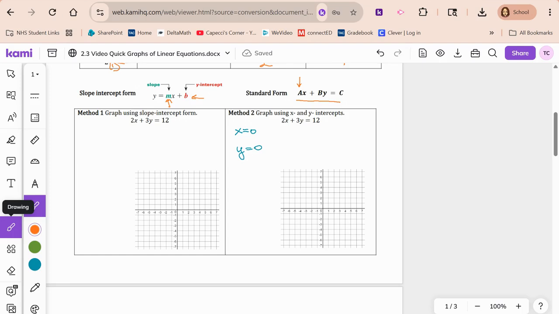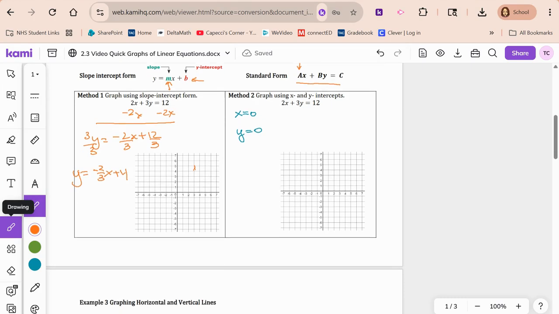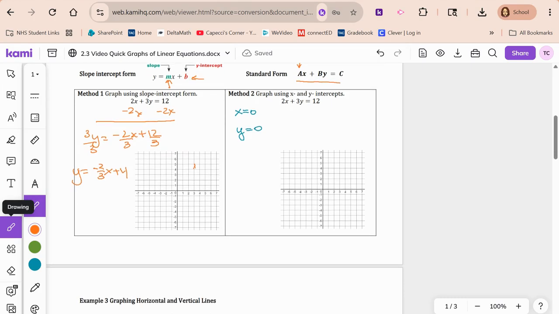Okay, so first we're going to do this in slope-intercept form. So I'm going to bring that 2x to the other side. And I have 3y is equal to negative 2x plus 12. Divide everything by 3. And I have y is equal to negative 2/3 x plus 4. So when I graph this line, I have 1, 2, 3, 4 is going to be my y-intercept. Now my slope is going to be negative 2/3.